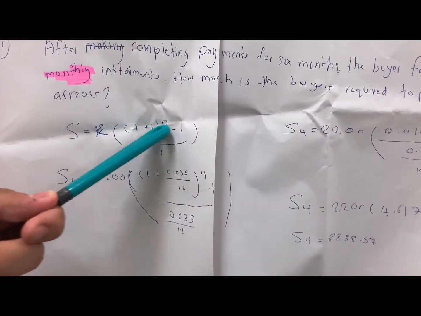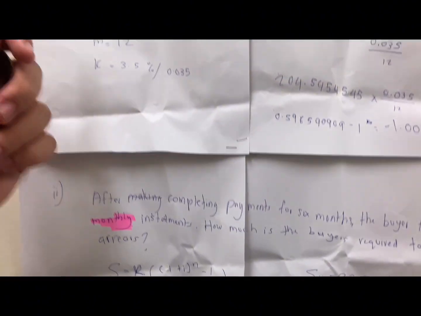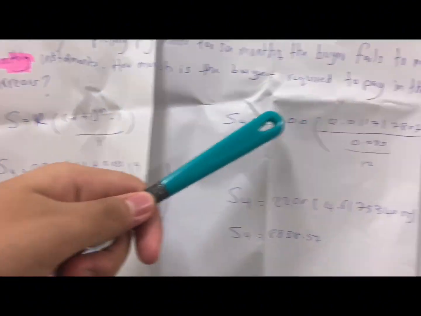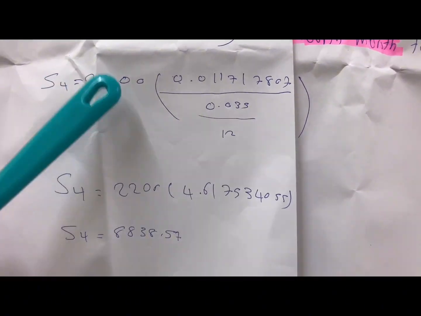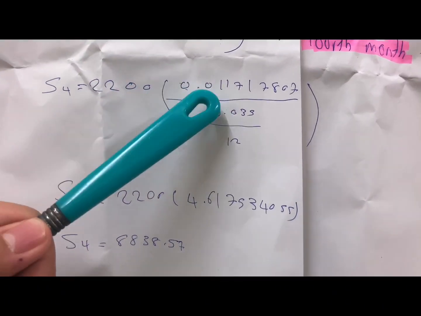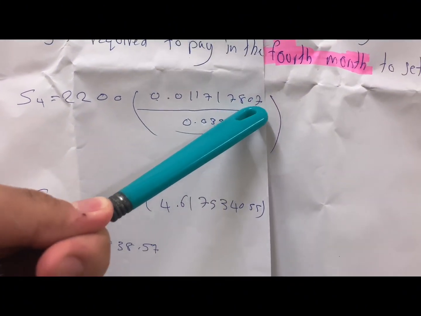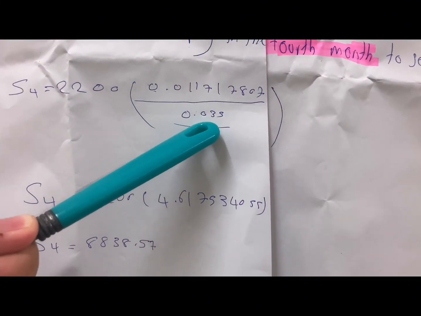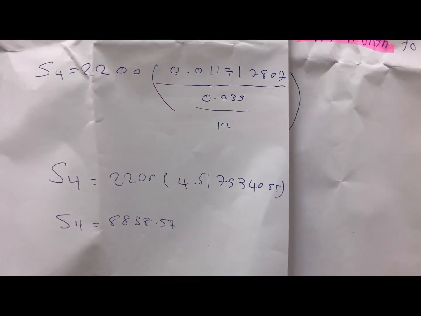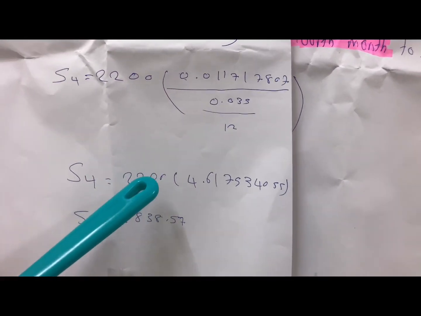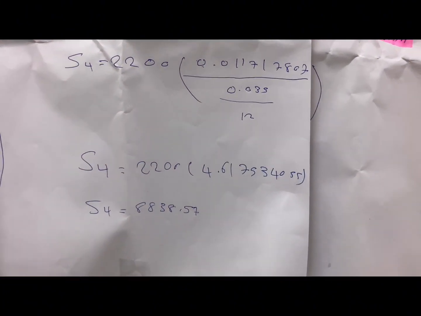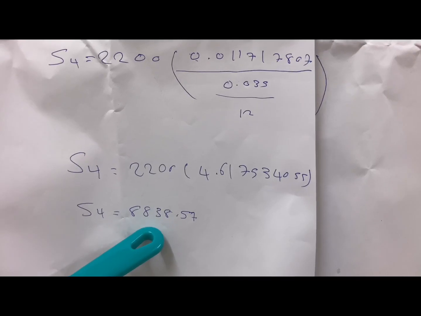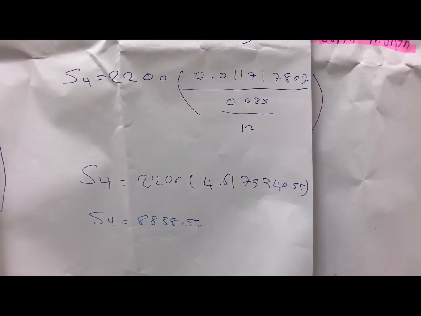Then we just put it like the first question. It's the same. And then we calculate in calculator. Then we got this: 2200 bracket 0.011717807 divided by 0.035 divided by 12. Don't forget the bracket. Then we put calculator, we got 2200 bracket 4.61753055 bracket. Then we put calculator, we got S4 equal to 8838.57. That's all. So thank you for listening to my explanation.